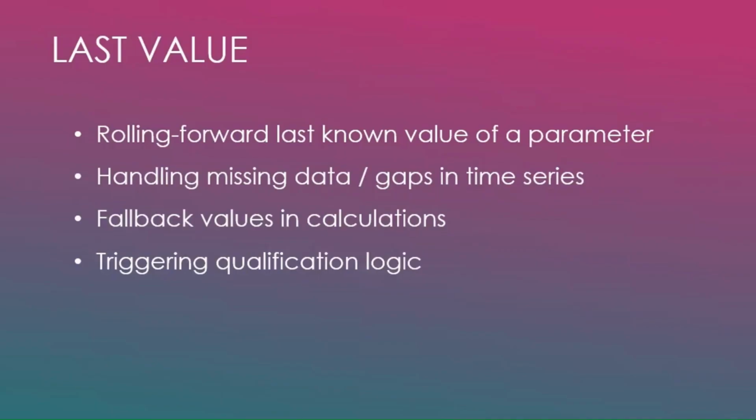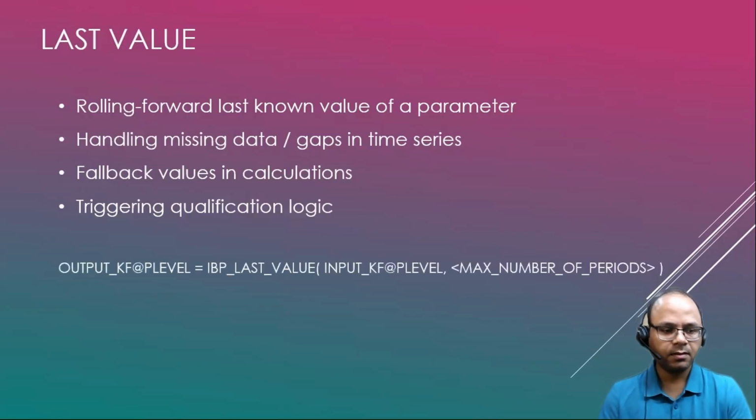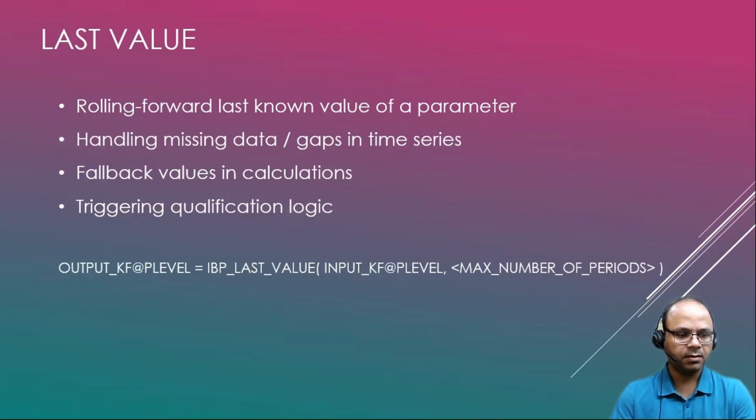Example, if surcharge is greater than X amount, then apply extra freight buffer. You can derive that last value into a helper key figure via the IBP last value function. The last value calculation logic looks like this, where we use the IBP last value function. The first parameter would be the input key figure, and the second parameter is an optional parameter, which says how many periods in the future we will use the last known value if the future periods are null. So let's see it in the planning view in Excel.